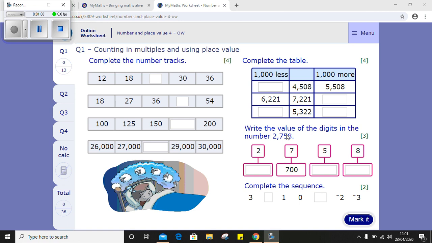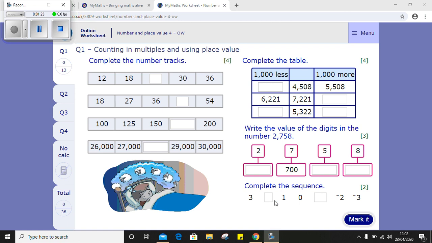And we're looking at writing the value of the digit in the number 2,758. So what is the value of the 2 in 2,758? What's the value of the 5? What's the value of the 8?